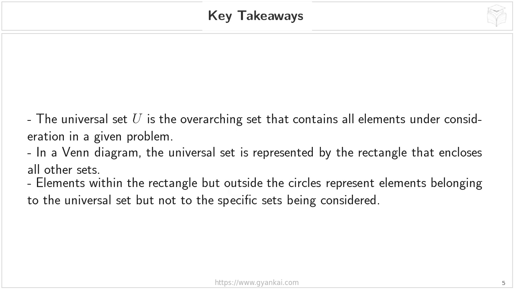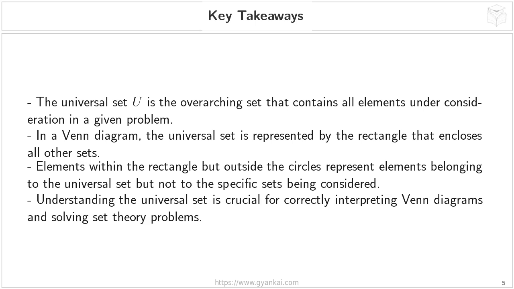And this is a really important point. What about the space inside the rectangle, but outside of all the circles? That area represents elements that do belong to our overall group, the universal set, but they don't have the specific characteristics that define any of the sets we've drawn circles for. For example, going back to our fruit example, that area would contain fruits that aren't red and aren't citrus. They're still fruits, so they're inside the rectangle, but they don't fit into either of our A or B categories.